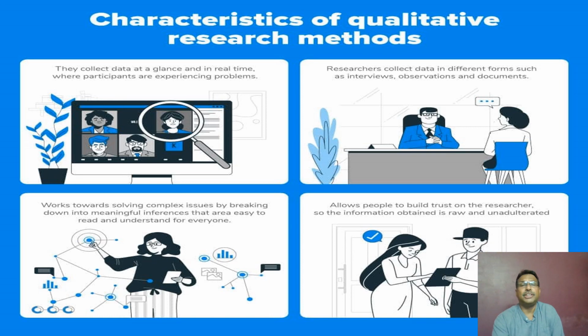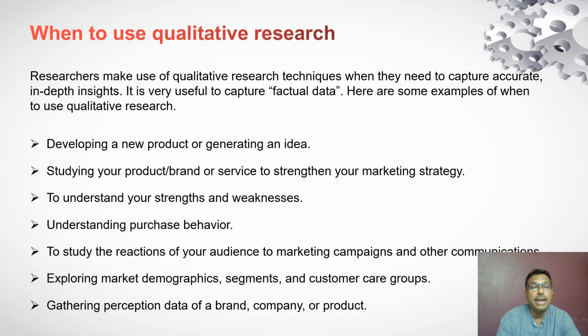Characteristics of qualitative research methods: they collect data on a real-time basis, where participants are experiencing the real-time problem. Researchers collect data in different forms, such as interviews, observation, or even other documents. It works towards solving complex issues by breaking down the area that they want to study, record, read, and understand. It allows people to build trust in the researchers so that the information obtained is absolutely raw and unadulterated.